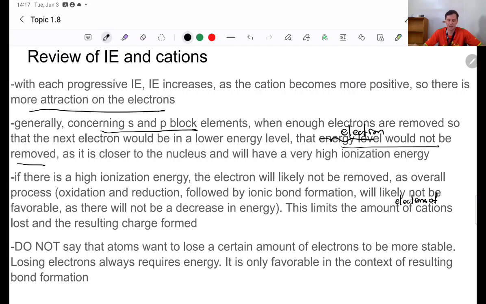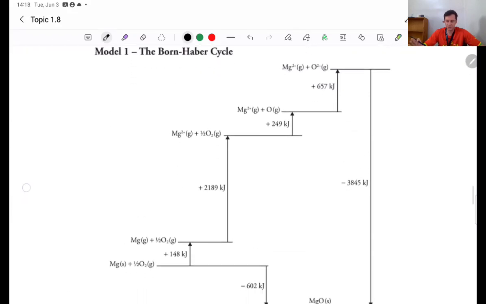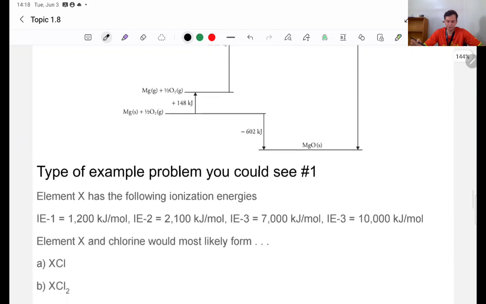Do not say that atoms want to lose a certain amount of electrons to be more stable. Losing electrons always requires energy. It is only favorable in the context of resulting bond formation. Okay, so that is ionization energy. Now, the other part I want to talk about that is shorter but is related to this.